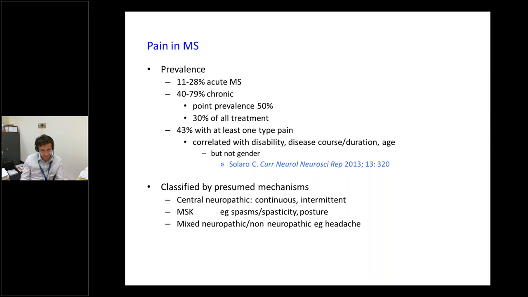MS pain has been classified as central neuropathic, then subclassified as continuous or intermittent, classified as musculoskeletal. I'd actually say that that's not quite clear cut, and then mixed neuropathic, non-neuropathic. And I'd actually think some of the musculoskeletal pain is in that mixed neuropathic, non-neuropathic pain complaint.